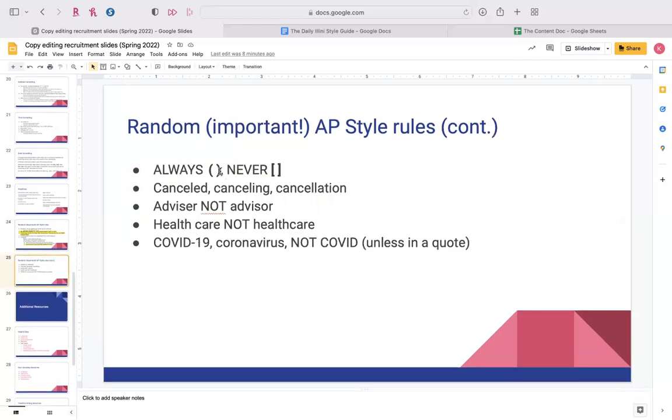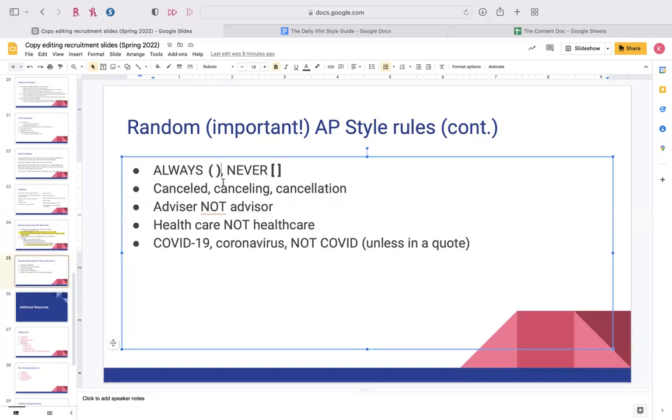A few other things. Within a quote, if somebody's trying to change a word to be more clear, they would use parentheses and not brackets to put in a different word. AP style does canceled, canceling, and cancellation, with single L, double L. Advisor is with an E, not an O. Healthcare is two words, and COVID-19 has the hyphen. Another random one: toward, not towards.